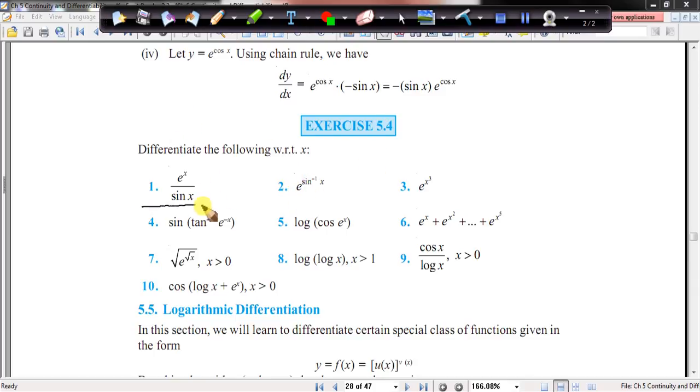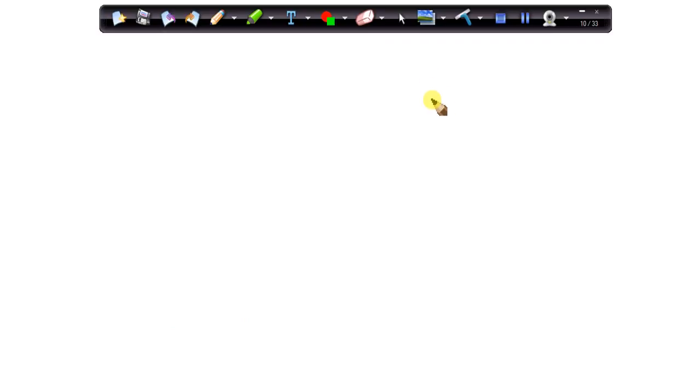What is the first question? Find the derivative of e power x by sin x. Hope you have remembered the formulas of inverse trigonometric functions, exponential and logarithmic functions. What is this? This is a quotient rule, a u by v rule.